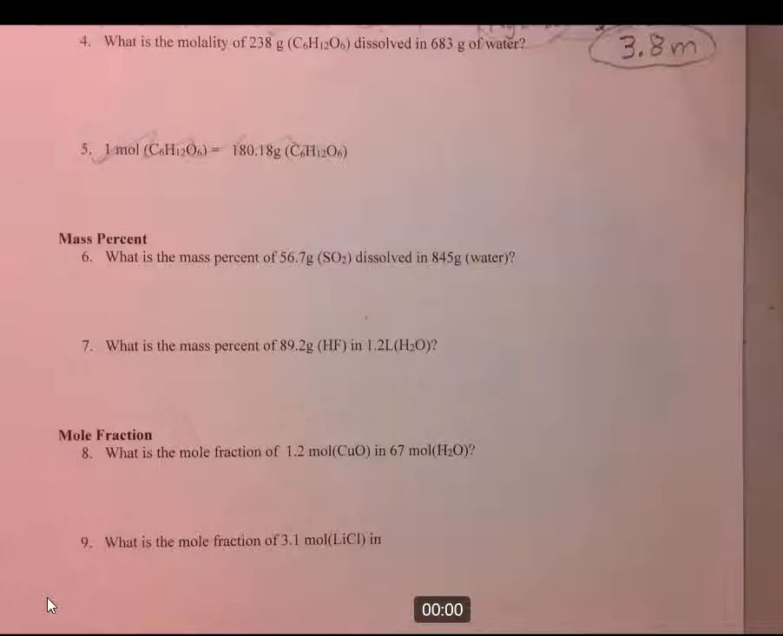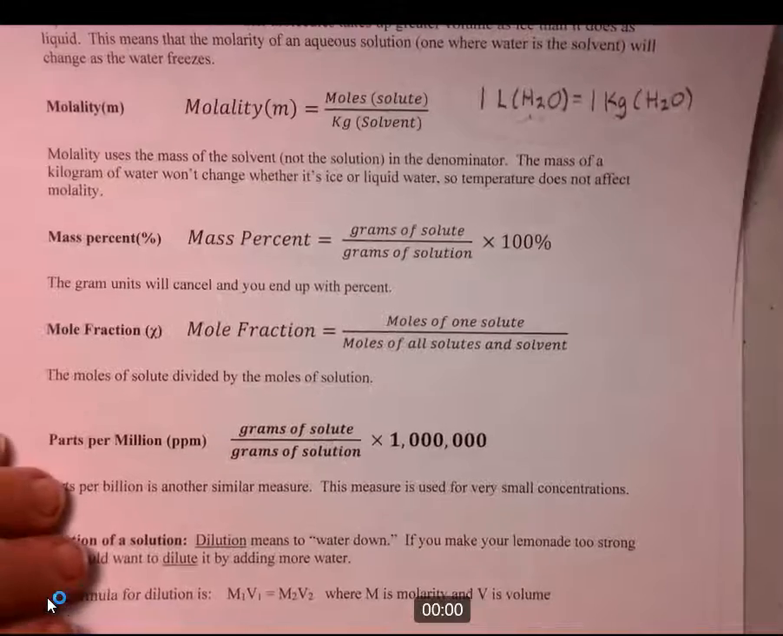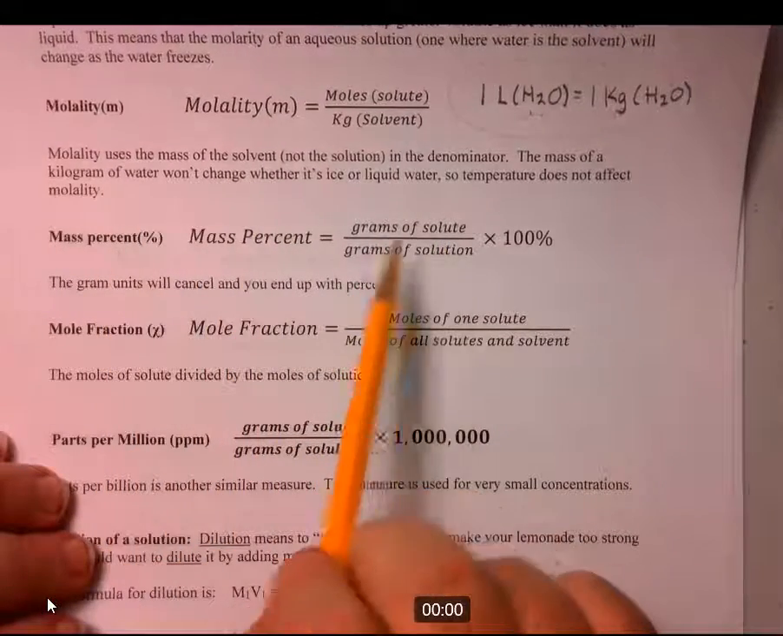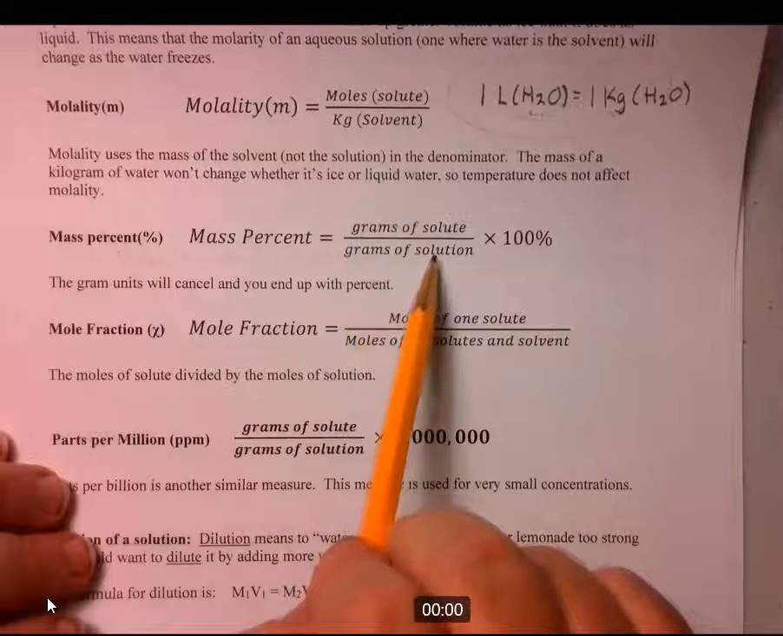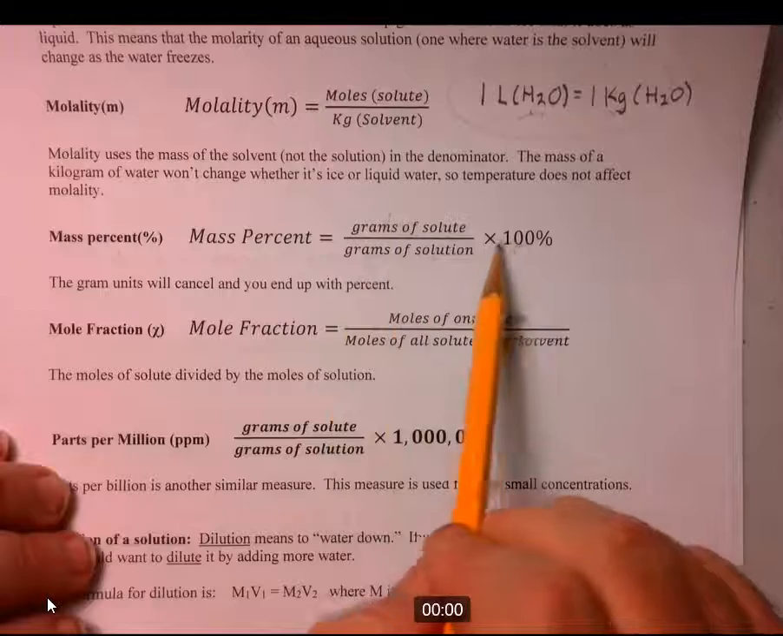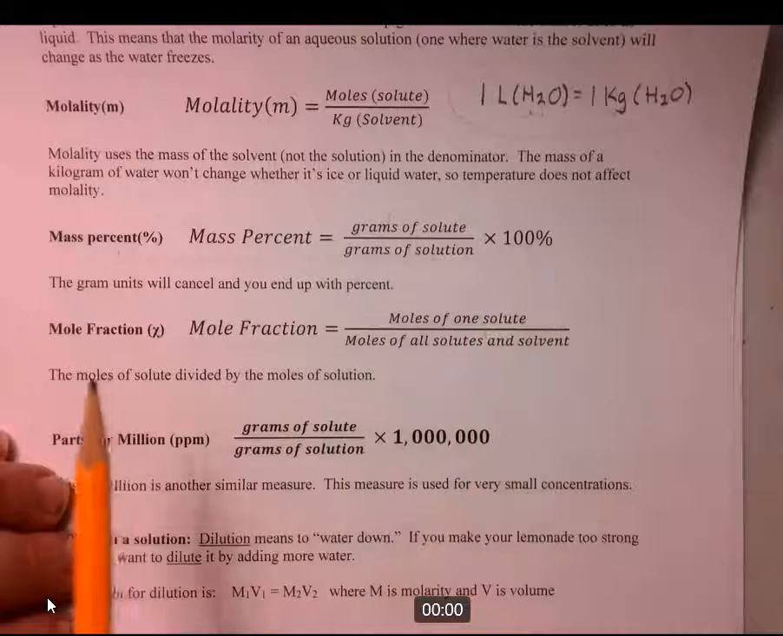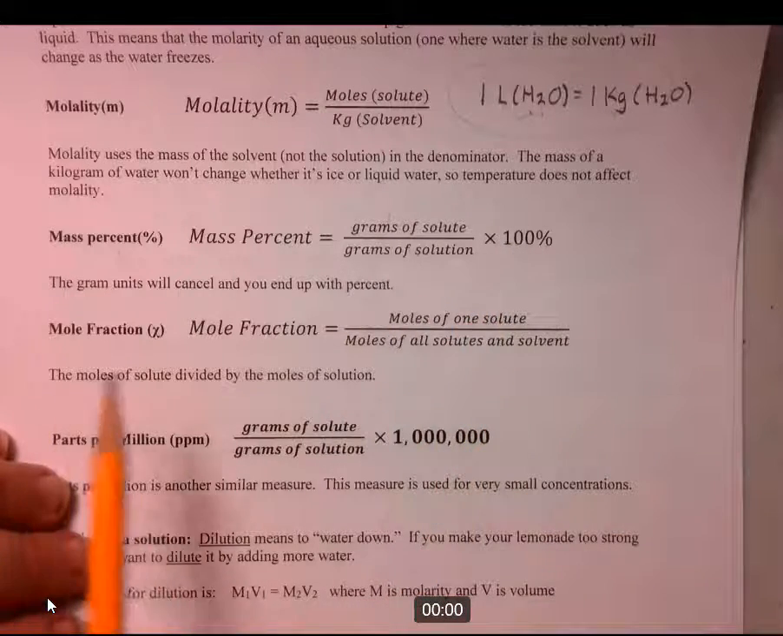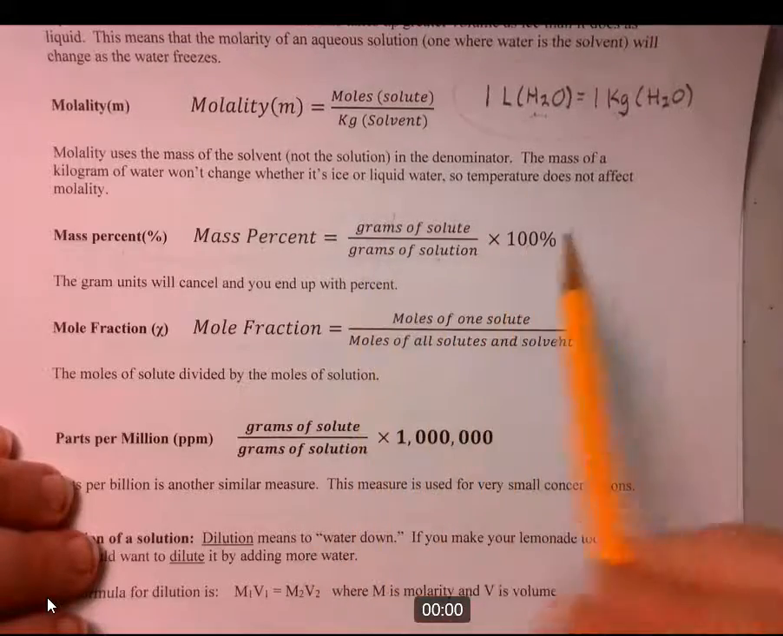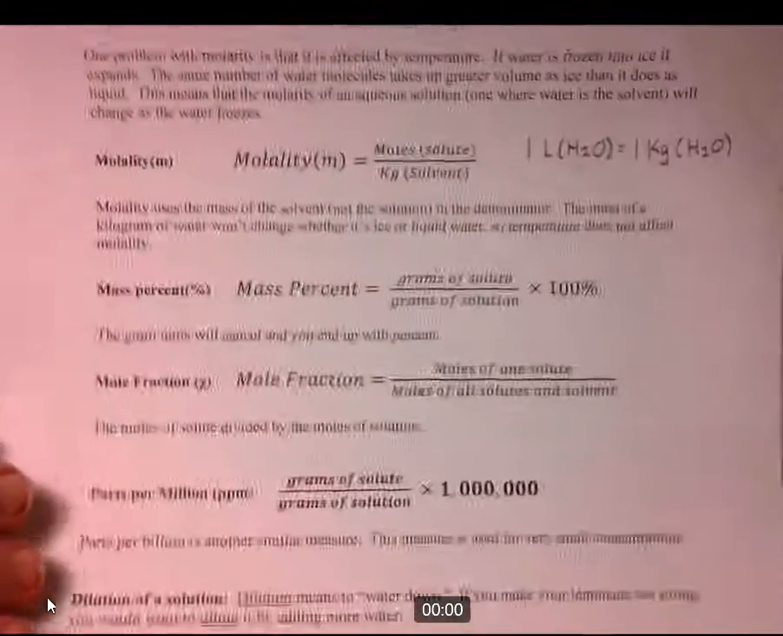Okay. Now mass percent. What is the mass percent of 56.7 grams of SO2 dissolved in 845 grams of water? We come over here. Mass percent. It's right here. It's grams of solute, what's being dissolved, divided by grams of solution, what's doing the dissolving. The grams are going to cancel out, so you'll just have a number, and then you multiply that by 100 and then put a percent sign. Don't use the percent sign on your calculator. That'll mess you up. Just do the math here, grams divided by grams times 100, and then put the percent sign on the end. So let's go ahead and do that.